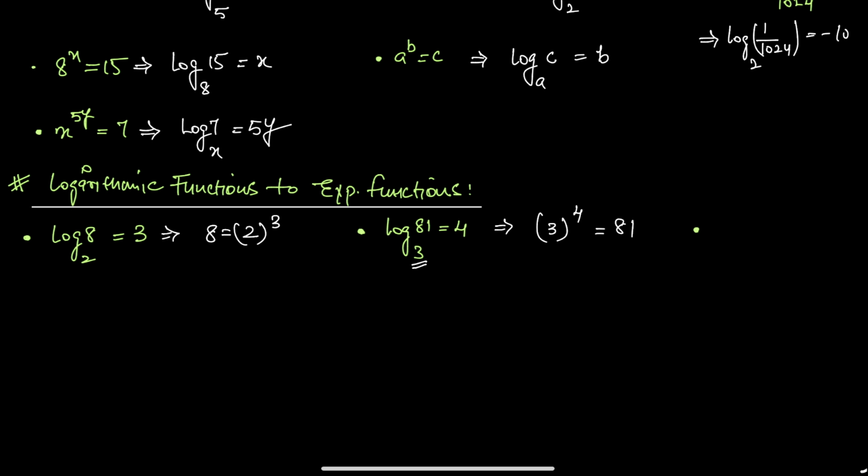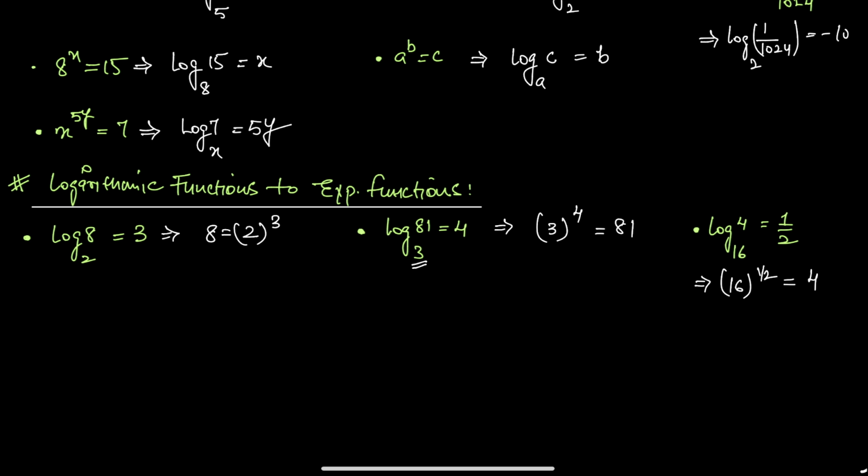Again we are taking one more question. Let's say this is log 4 with base 16 is equal to 1 by 2. Now this 16 is the base, so it will remain the base as it is. The power is 1 by 2 and the answer becomes 4.